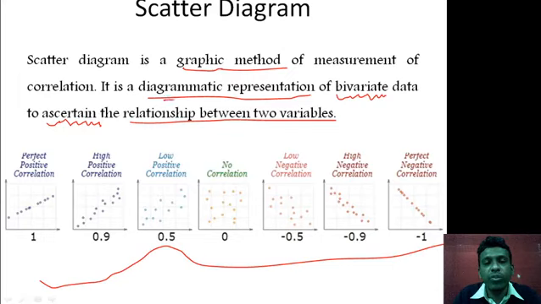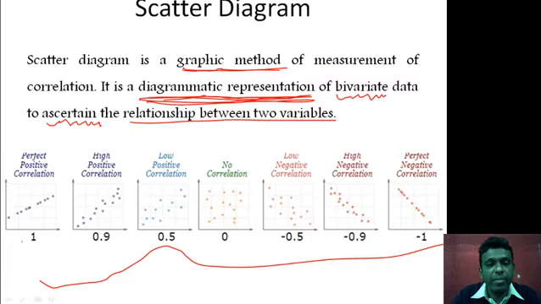Diagrammatically we are trying to put them on a graph paper. Two variables, that is x and y, we are putting on a graph paper diagrammatically. It is a graphic method. So this is nothing but a scatter diagram.